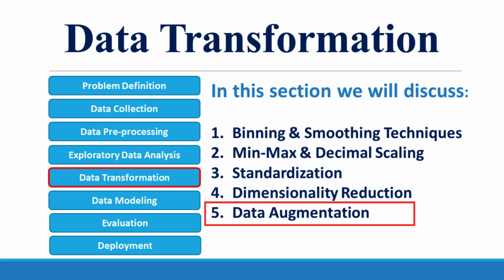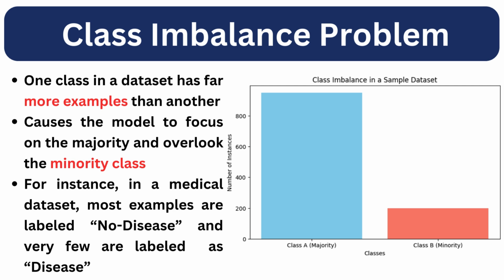One of the main reasons behind data augmentation is the class imbalance problem. Class imbalance is a common issue in machine learning where some categories have way more examples than others, causing the model to focus on the majority class and overlook the minority class. For instance, in a medical dataset where most examples are labeled as no disease and very few examples are labeled as disease, the model may only learn to predict no disease, missing actual cases.